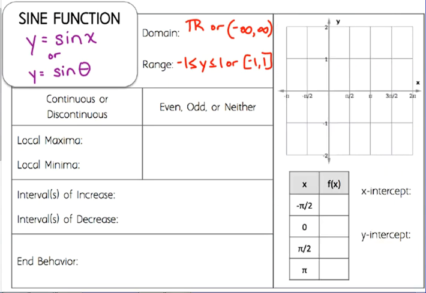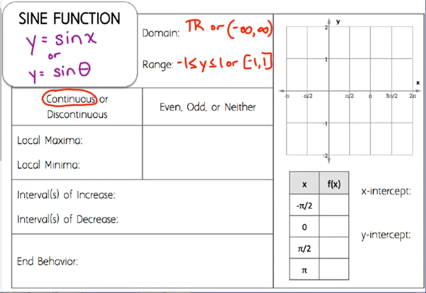Okay, we kind of already talked about this, but the next block there says continuous or discontinuous. That has to do with the domain. That has to do with that idea of, do I ever have to pick up my pencil? I don't, so this is continuous. There are no discontinuities. If it's discontinuous, that means there's some kind of break, some kind of jump, there's something going on there.